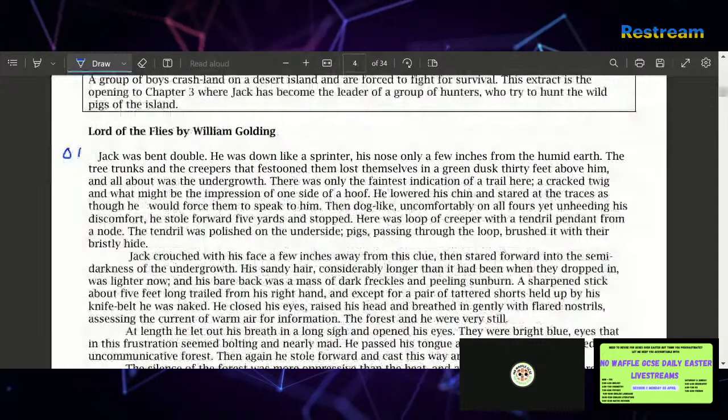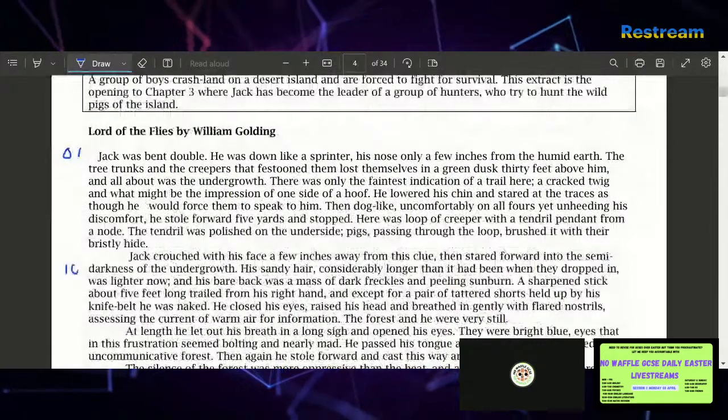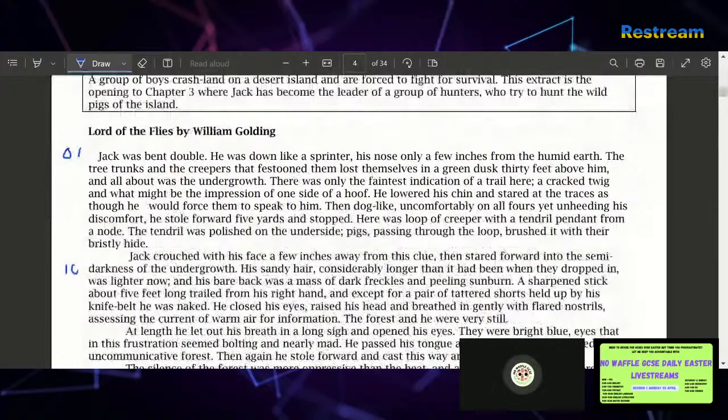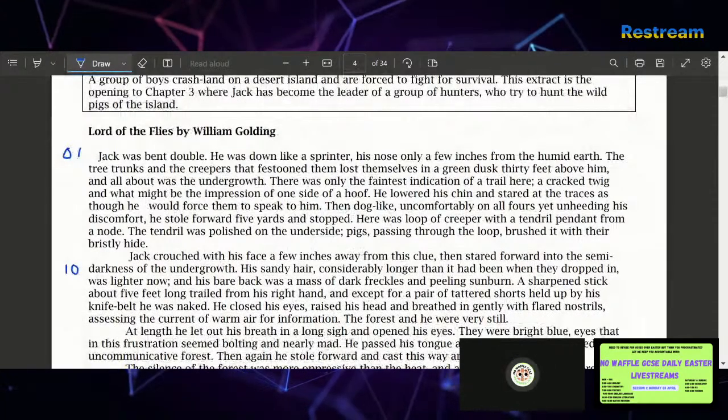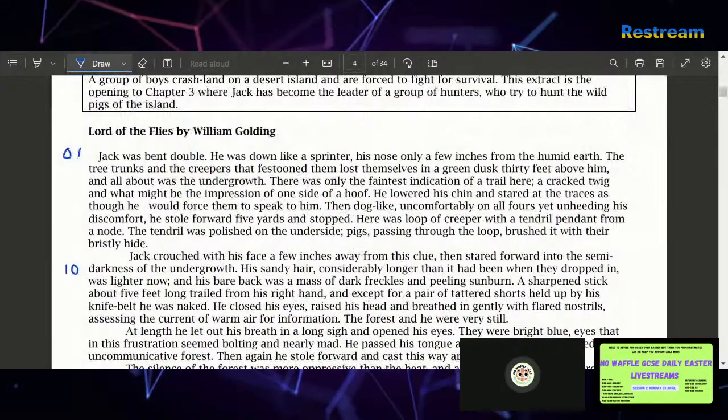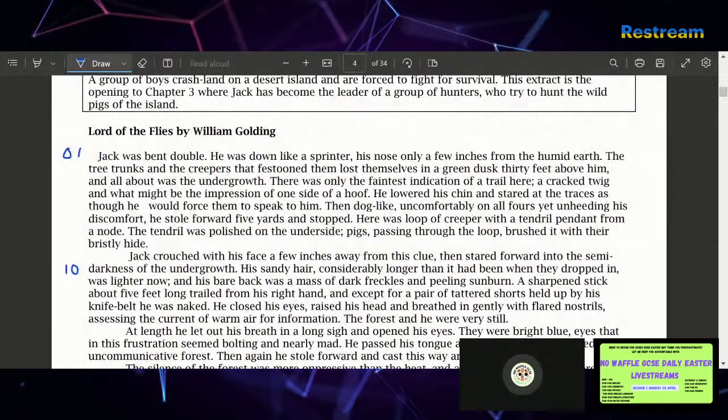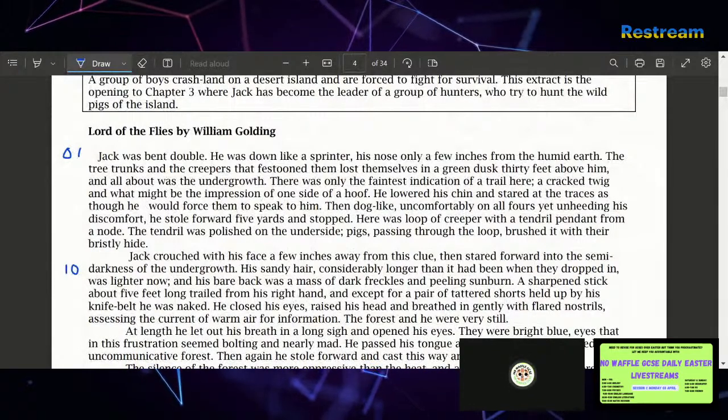So this is line 10. And let's read. Jack was bent double. He was down like a sprinter, his nose only a few inches from the humid earth. The tree trunks and the creepers that festooned them lost themselves in a green dusk 30 feet above him, and all about was the undergrowth.